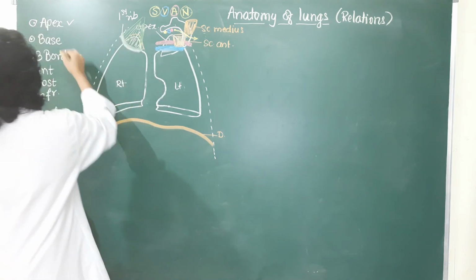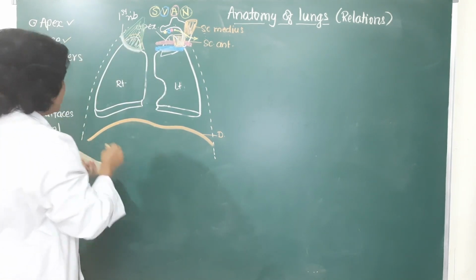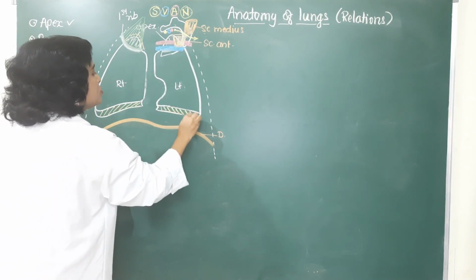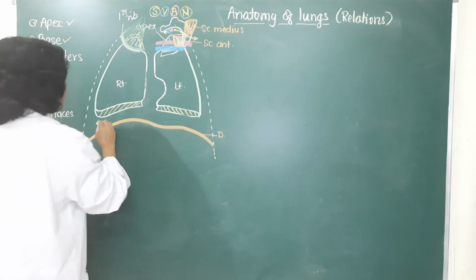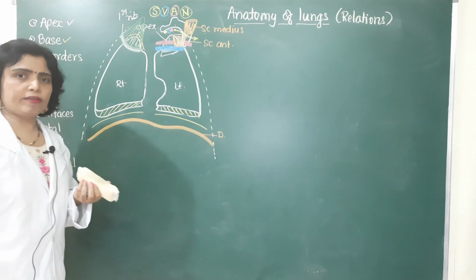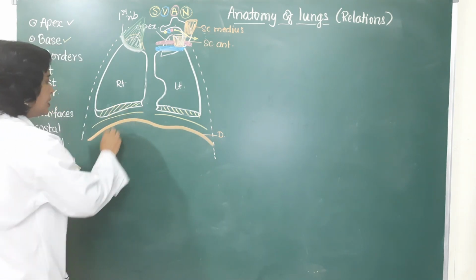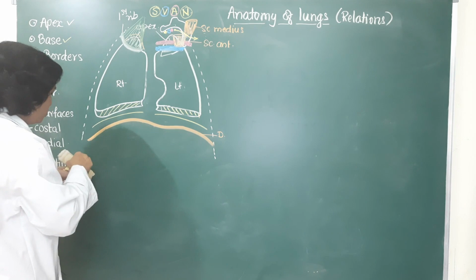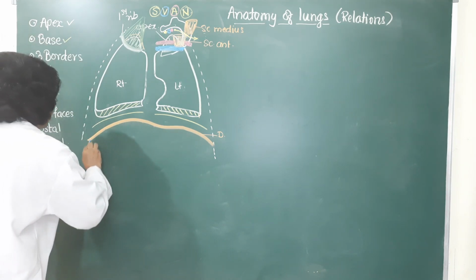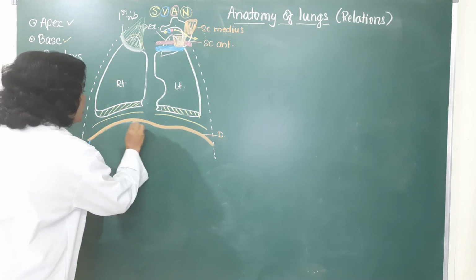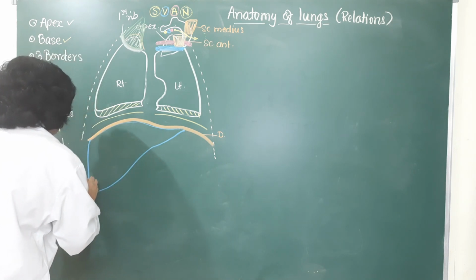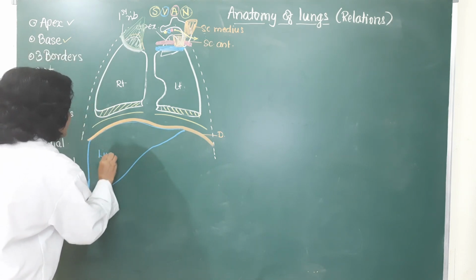Now coming to the next feature, that is base. You know, here this area of the lung is the base. Base is concave smooth surface directed downwards, and it is covered by the pleura called the diaphragmatic pleura. On the right side, it is related to the right dome of the diaphragm, and just below the right dome of the diaphragm, the abdominal organ present beneath it is the liver.